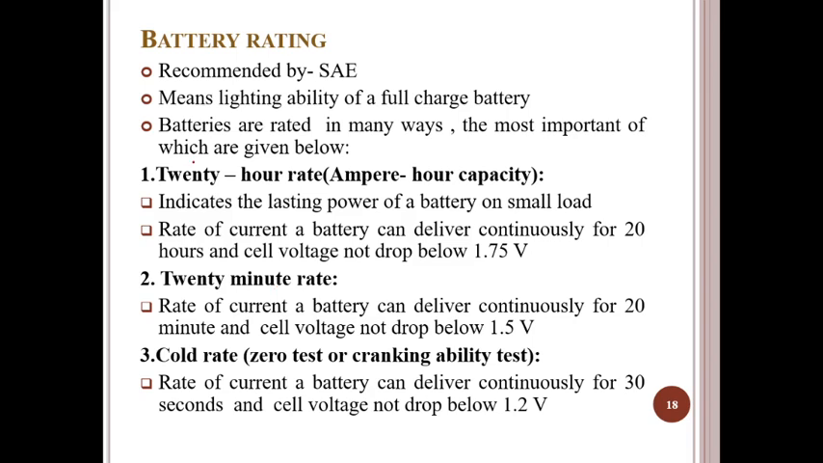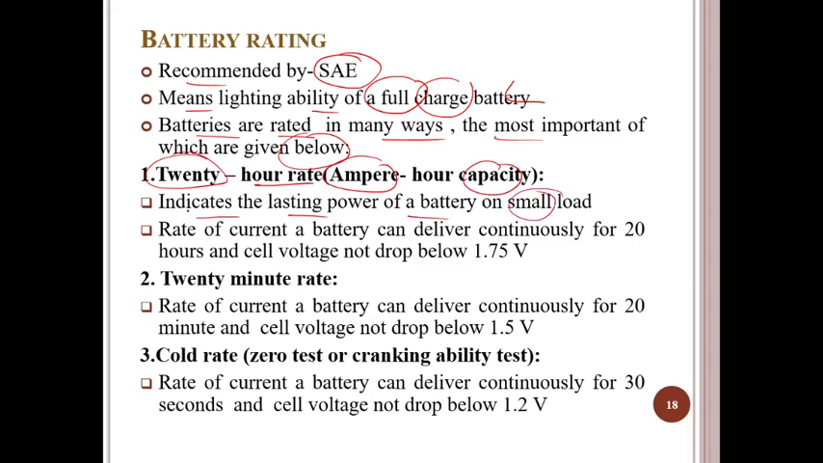Next is battery rating. The battery rating is recommended by SAE, meaning the lighting ability of a fully charged battery. Batteries are rated in many ways. The most important are given below. The 20 hour rate, or ampere hour rate capacity, indicates the lasting power of a battery for a small load. It is the rate of current a battery can deliver continuously for 20 hours while the cell voltage does not drop below 1.75 volts. This is called the 20 hour rate.